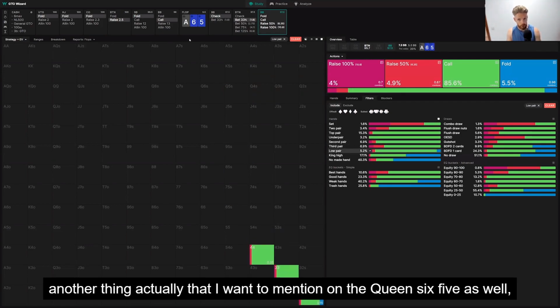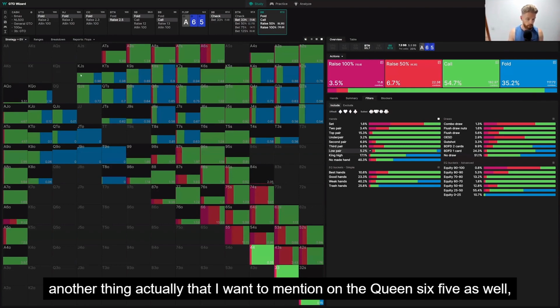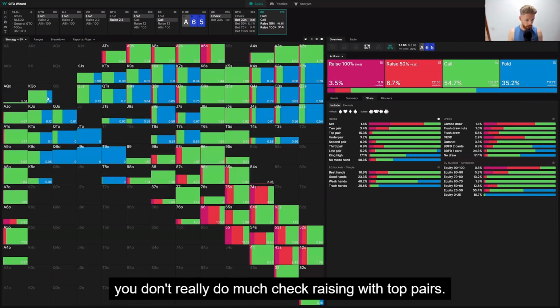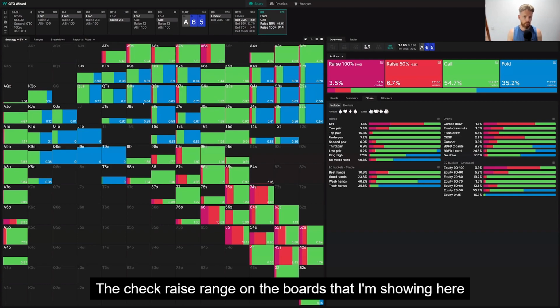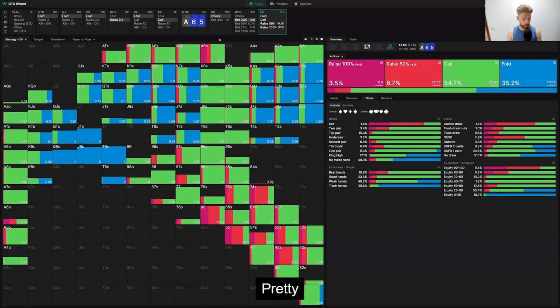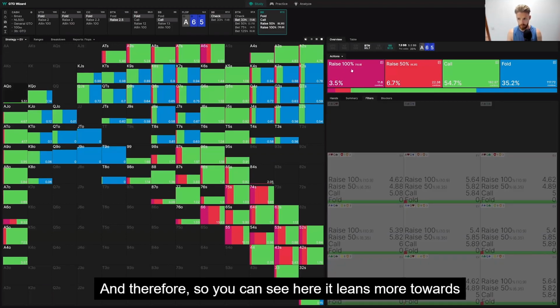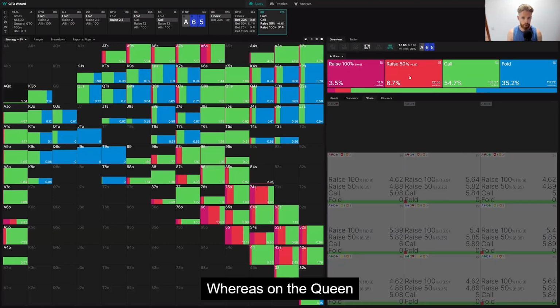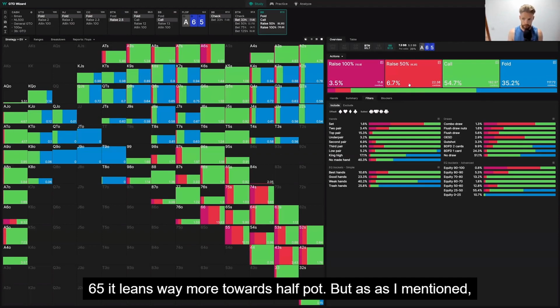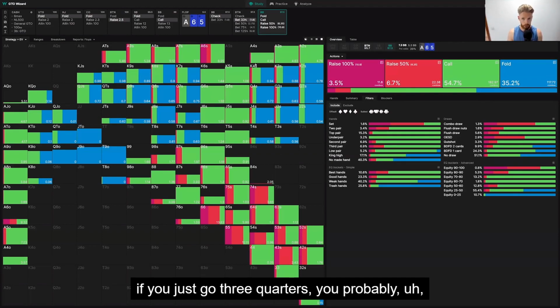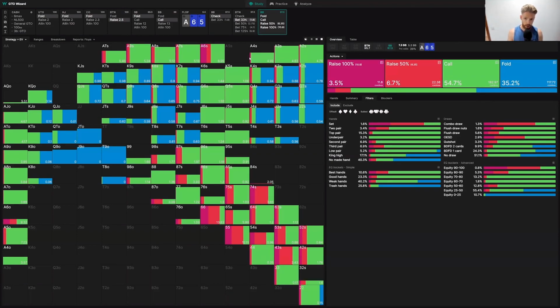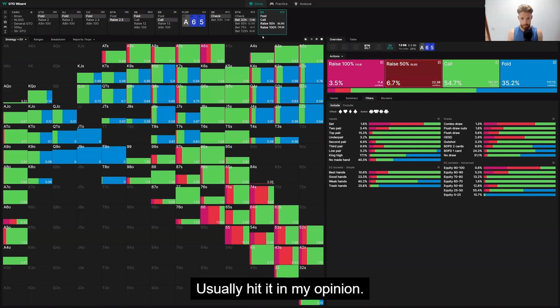Another thing that I want to mention on the Queen 6-5 as well, you don't really do much check raising with top pairs. The check raise ranges on the boards that I'm showing here are pretty polarized. Okay. And therefore, you can see here it leans more towards pot on the A6-5, whereas on the Queen 6-5 it leans way more towards half pot. But as I mentioned, if you just go 3/4, you usually hit it, in my opinion.